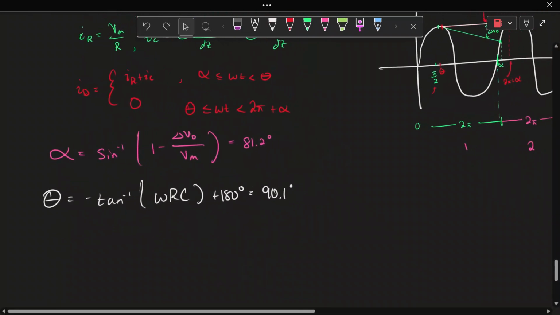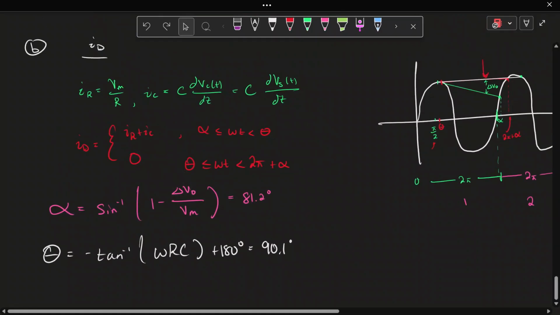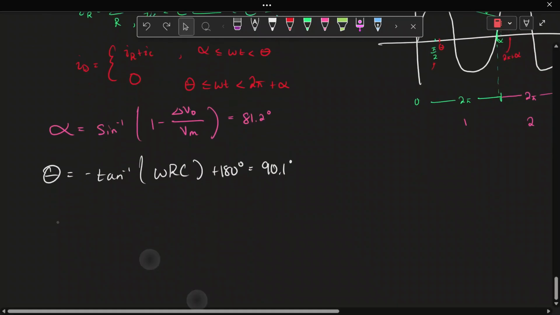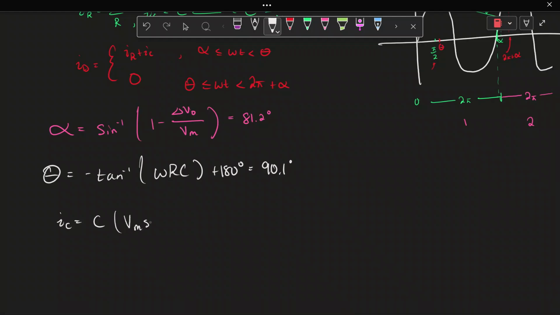And now, IC, what is IC? Just like we said up here, IC is equal to C times the derivative of the input wave. So IC is going to be equal to C times Vm sine omega t. This is given from the problem, right? The derivative of this. And so then the derivative of this is C Vm, derivative of omega t with respect to t is omega, derivative of sine is cosine, cosine of omega t. So now you have your current equation for IC.